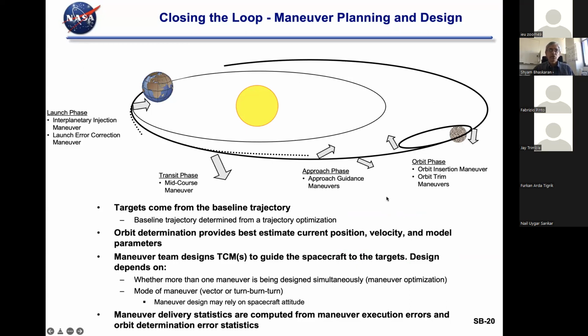For something like a Mars trajectory, we typically have anywhere from 4 to 6 trajectory correction maneuvers, or TCMs, through the approach phase. As we get closer and closer to the planet, we know better and better where we are, and therefore we make fine-tuned corrections that get us to where we want to be. And I'll show you an example of that in a few minutes here.